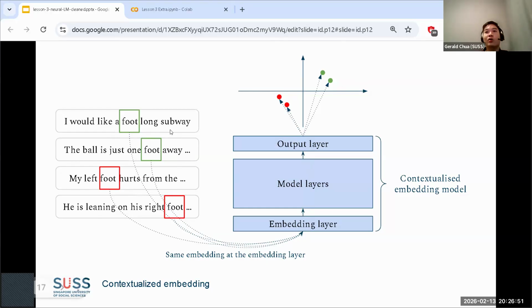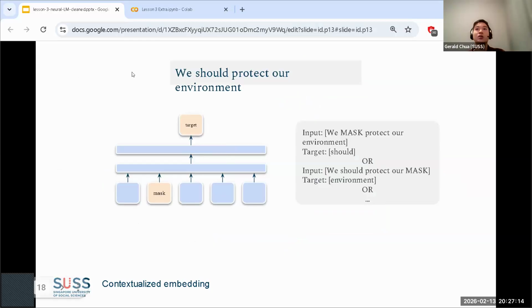I would like a foot long Subway, a foot long sandwich, right? The ball is just 1 foot away. They're both distances, but you can see that one distance is the measurement of foot, while the other is the measurement of proximity or distance. Okay, so the neural network is the model layers. So when you see layers, then by all means it should be neural network layers to begin with.